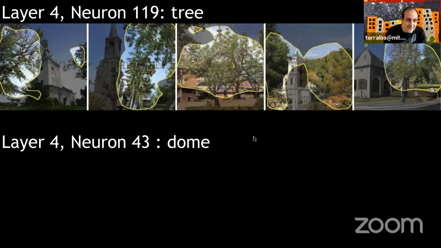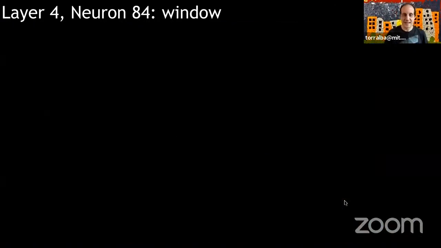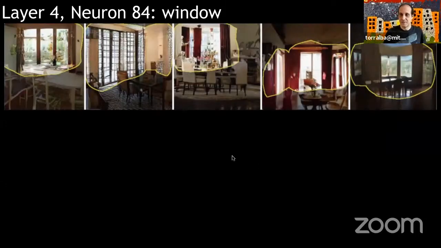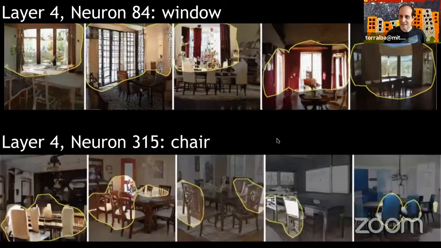This is another layer, another unit, neuron number 43, that detects domes. And this is the region that was selected by the heat map. So it clearly seems to be correlated with domes. When the GAN is trained to generate living rooms, there is another unit like 84 that seems to be generating windows. Whenever it's activated, a window appears. Another one seems to be generating chairs, and so on.